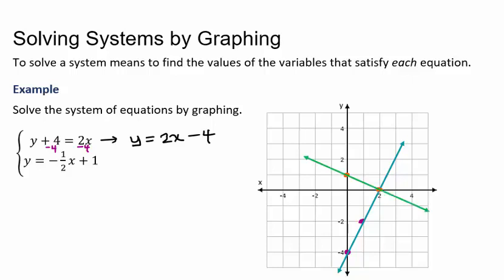So for an ordered pair to satisfy a linear equation, it has to lie on the line. So in order to satisfy the system, it has to lie on both lines. And where that happens is where the lines intersect. So we look for the intersection and we name that ordered pair. So it looks like the solution is at (2, 0).